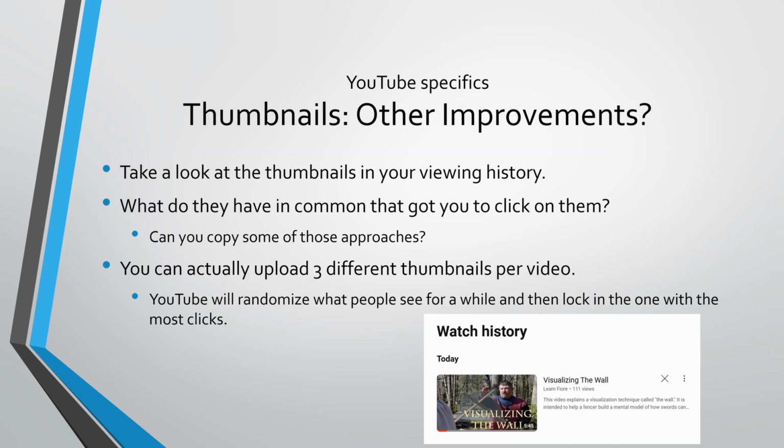Now, one of the things that I've learned that I haven't actually tried yet is YouTube will let you upload 3 different thumbnails for your video. They will randomize what people see for a little while and then lock in the one that got the most clicks. So that's a pretty slick way to do things. And that explains, hopefully, if you watch a lot of YouTube and you see a video that you're going to come back to and its thumbnail has changed, that's what's going on. They were randomizing it to figure out what people are going to like and what people are going to respond to.